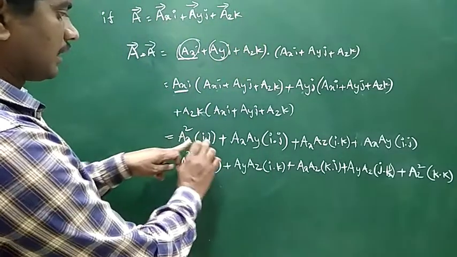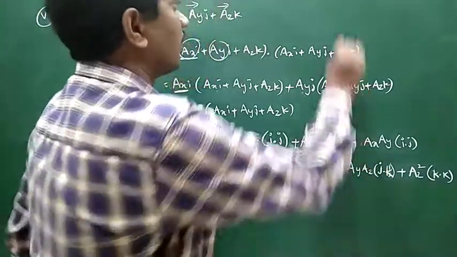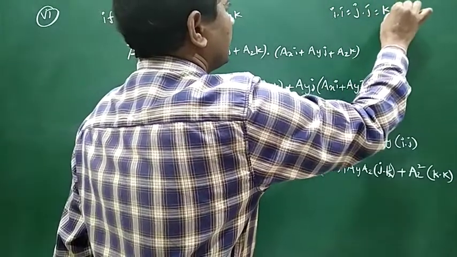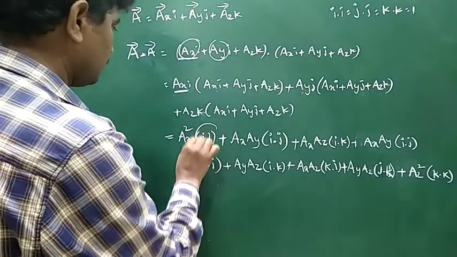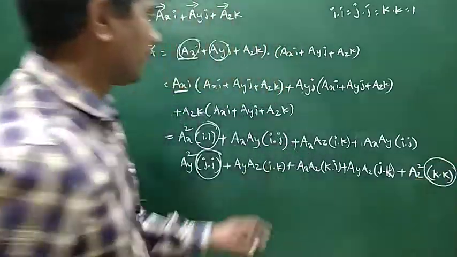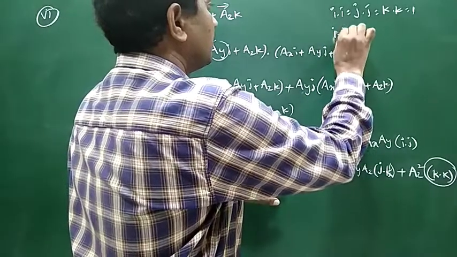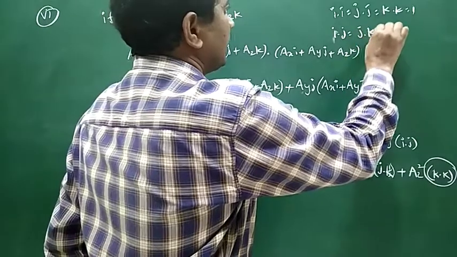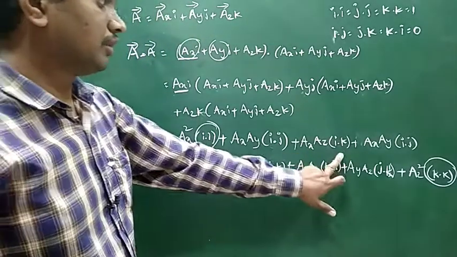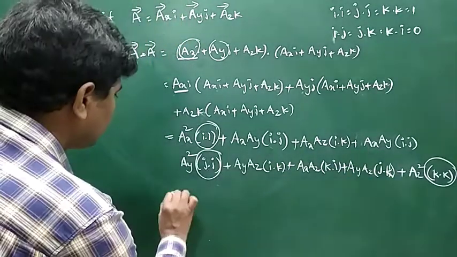Therefore ax square, i dot i. Next, j dot j, k dot k, each equal to 1. The remaining i dot j, j dot k, k dot i are equal to 0. So this value equals 0, this one 0, this one 0, this one 0, this one 0, this one 0.